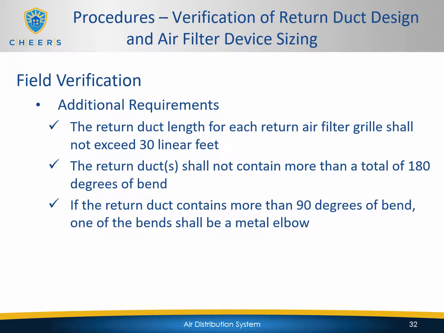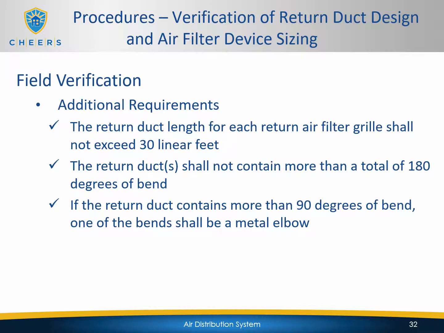In addition to verifying the size of the return grille and the various return ducts, if there's a single return or multiple returns, there's 3 additional items that we need to verify. The first is that the return duct length for each return air filter grille shall not exceed 30 linear feet. So if you do have 2 returns, each of those can be no more than 30 feet long. The return ducts shall not contain more than a total of 180 degrees of bend. So as they make their way from the filter grille over to the return plenum, they are going to have to make some bends.